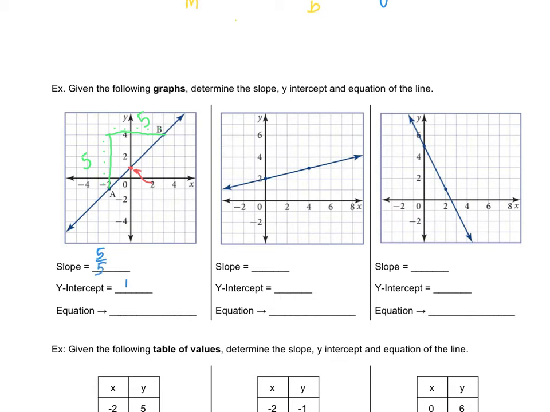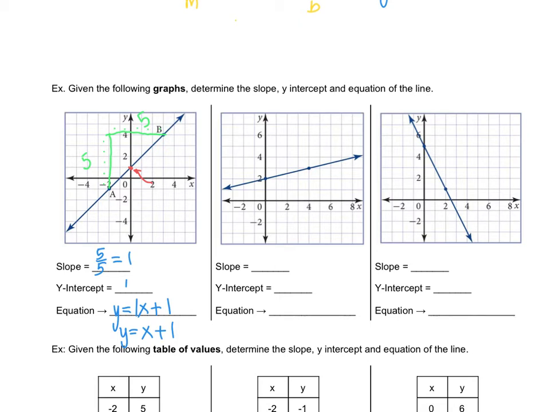Now, like always, reduce that fraction. 5 over 5 is actually just 1. So now, when we put it together, y equals slope x plus the y-intercept. Now, you can write it like this, but this would be the better communicated form. If the coefficient's just 1, you don't have to write it. But you can if you want to.